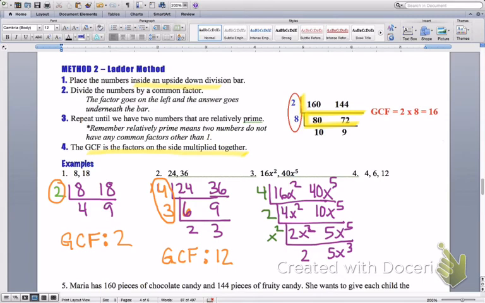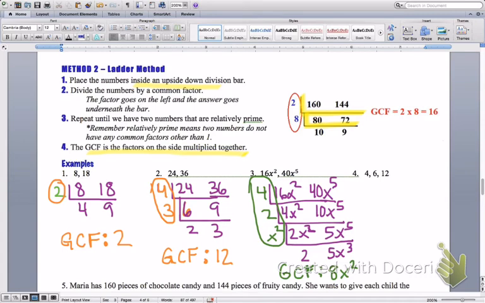So I no longer have any more common terms. I'm going to circle what needs to be multiplied in order to get my GCF, which is these 3. So if I go ahead and multiply them, my GCF will be 4 times 2, which is 8, and I have the x squared on top of that.